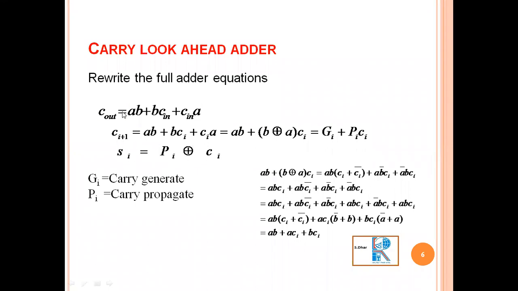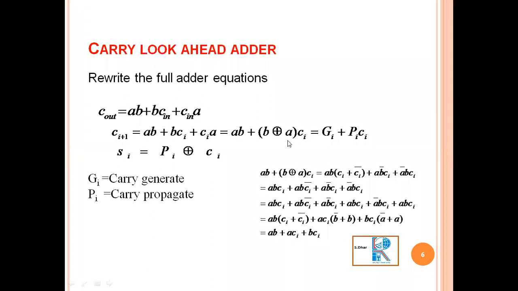See here. We know the Cout formula is AB plus B into Cn plus Cn into A. That means we can write here C(i+1), the next carry out, is equal to AB plus B·Ci plus Ci·A. We can write this in this way: AB is the same, plus we take Ci common, so (B XOR A) into Ci.